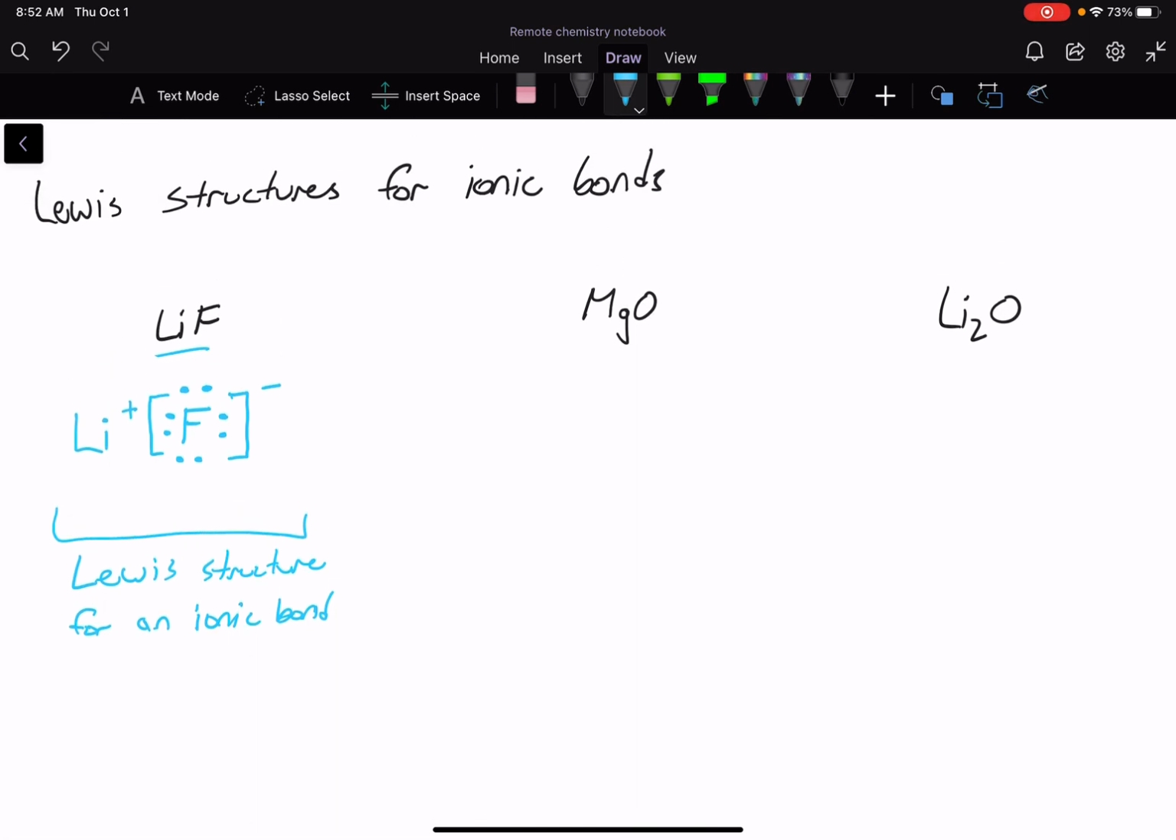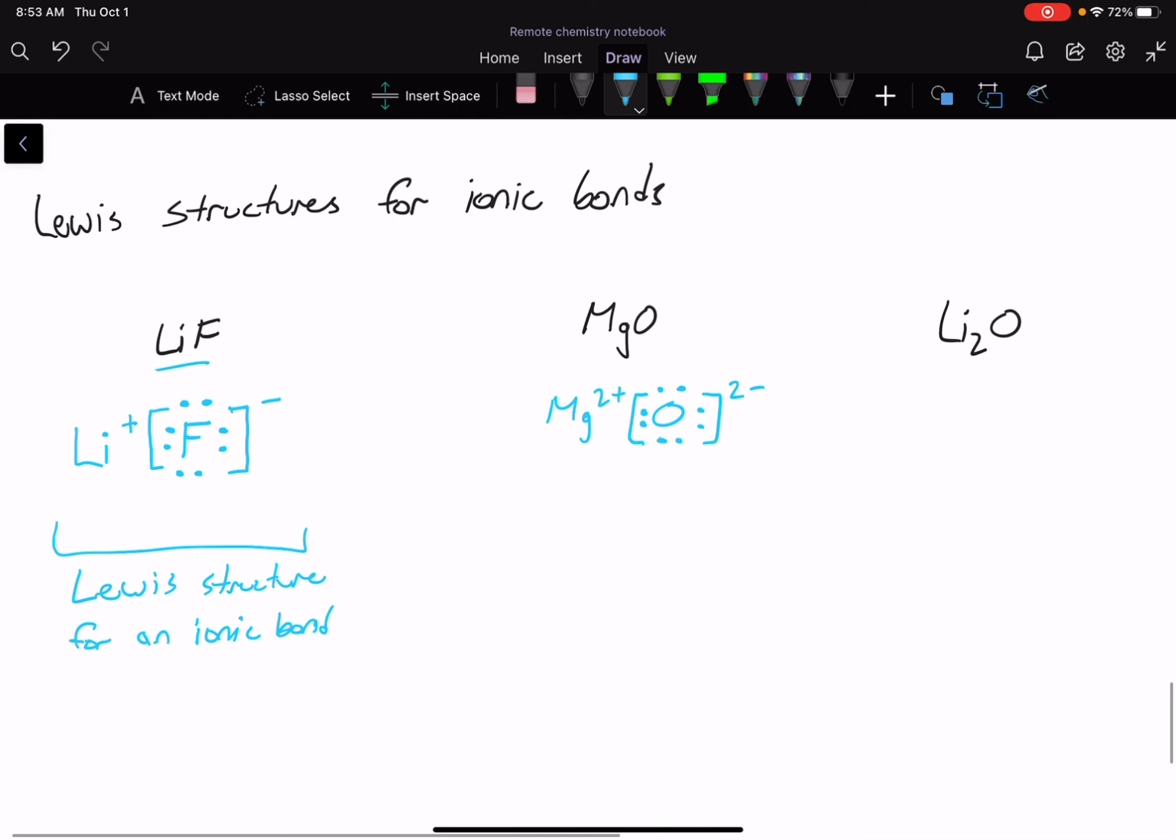So MgO, Mg, we said lost 2 electrons, and so it would have a 2+ charge. Oxygen now has a full valence shell, so we draw the valence shell around oxygen, and because it's the nonmetal, we draw our brackets around it, and it gained 2 electrons, so it has now a 2- charge. So that would be the Lewis structure for MgO.